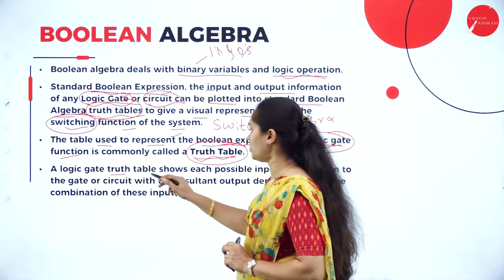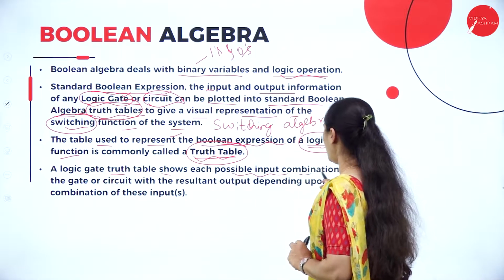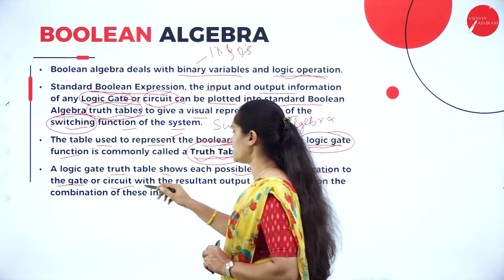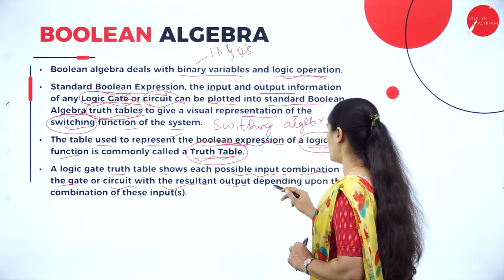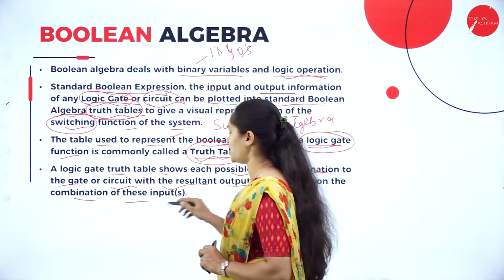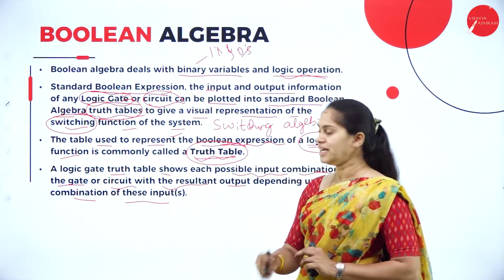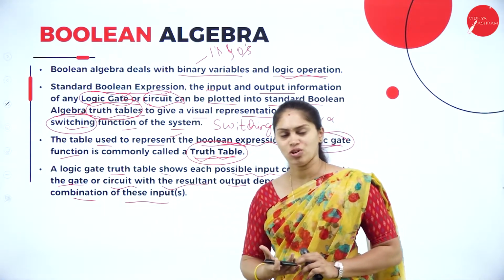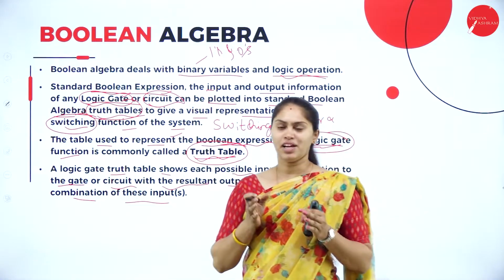The logic gate truth table shows each possible input combination to the gate or circuit with the resultant output, which depends upon the combination of these inputs. So in this truth table, what does it show? It shows what the combination of inputs is.